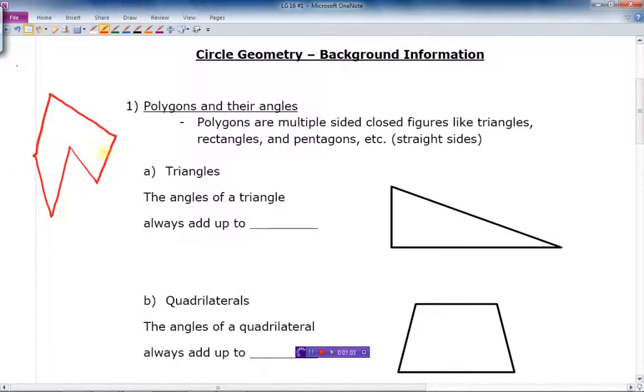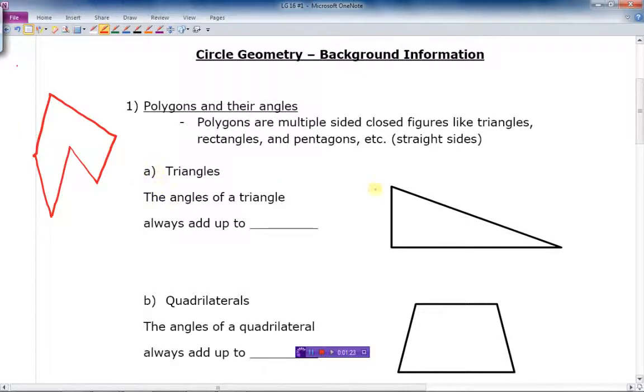It's got 1, 2, 3, 4, 5, 6 sides. And it's closed, and the sides are basically straight. I've tried to make them as straight as I can. That's a polygon. So the smallest polygon possible is a shape that has 3 sides. And so a triangle is the basic smallest polygon we make.